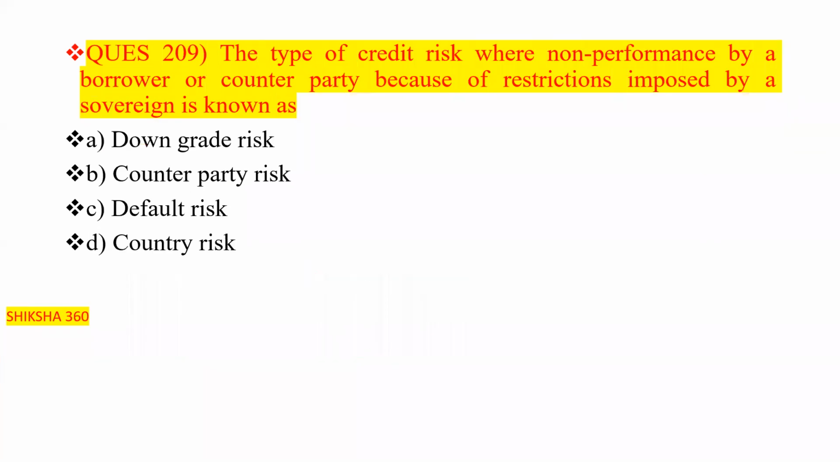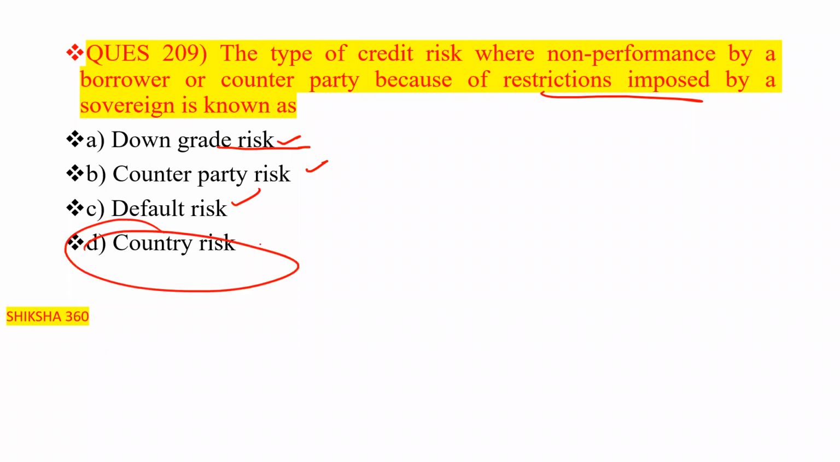Now move to the last question of today's discussion. The type of credit risk where non-performance by a borrower or counterparty is because of restrictions imposed by a sovereign is known as: downgrade risk, counterparty risk, default risk, or country risk. So what is the correct answer?